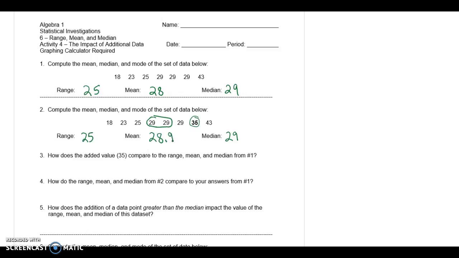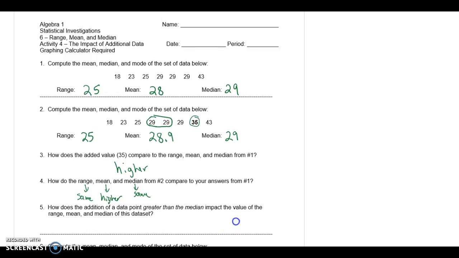So how does this added value, 35, compare to the range, mean, and median from the original problem? Well, it's definitely higher than any of those values. How do the range, mean, and median from number 2 compare to 1? Well, the range is unchanged, so it's the same thing. The median's the same, but the mean went up, so it's higher. Well, let's call it higher instead of up. It sounds very technical when we call it up. All right, so higher than the previous mean. Interesting. We'll get back to question 5 in a minute.